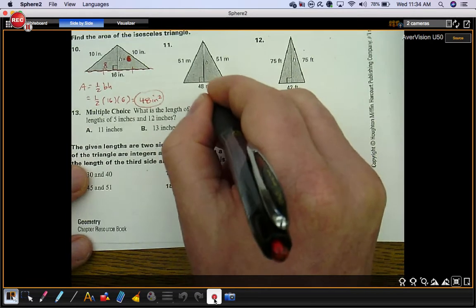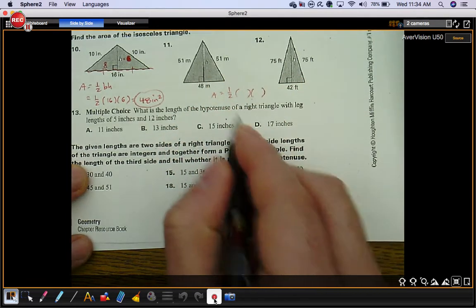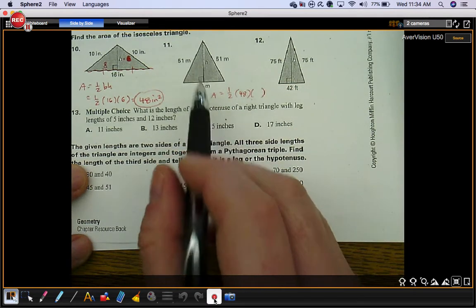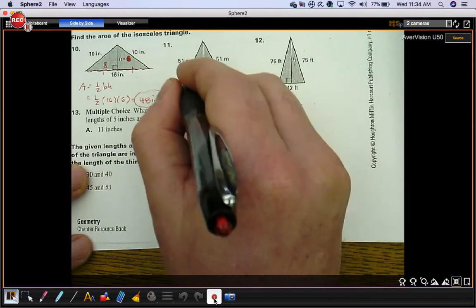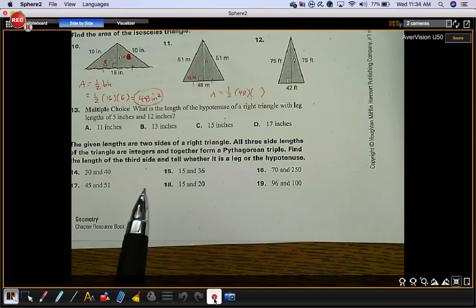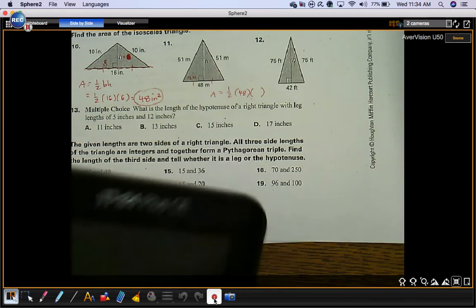Same kind of deal over here. 1/2 base times height. Your base is 48. The height is not listed, but we know those are the same. That's 24. Yeah, this triple isn't coming to me, and I've already spent more than 3 seconds on it.